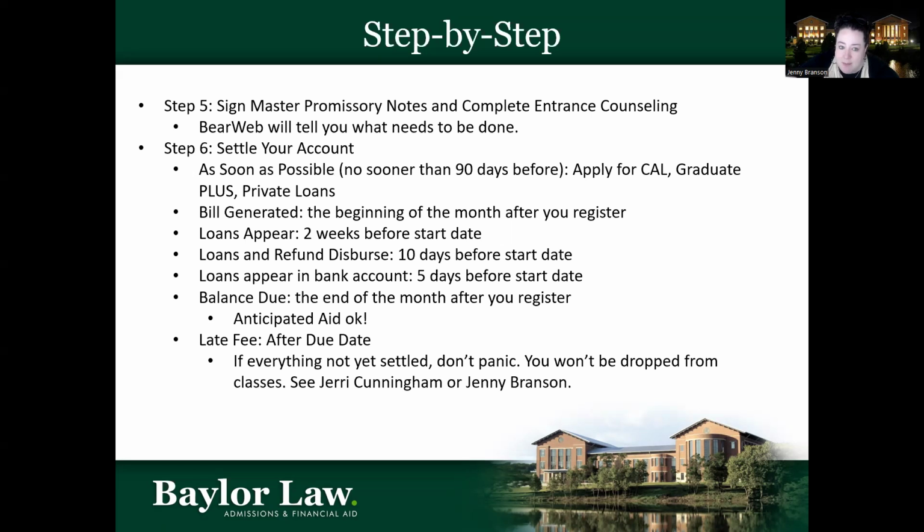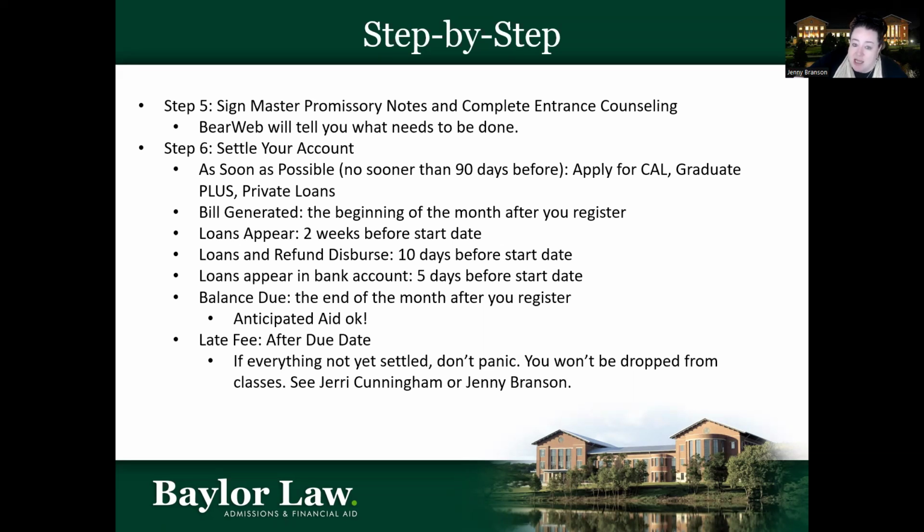And then the last big step is to settle your account. So always as soon as possible, 90 days before the term, you can apply for a Graduate Plus, a Texas Cal, a private loan. Graduate Plus loans have not yet opened for the 24-25 year. Everything having to do with federal aid is a little delayed for this next year. So you won't be able to apply for those yet, but sometime later in the summer, you'd be able to apply for a next year Graduate Plus loan.